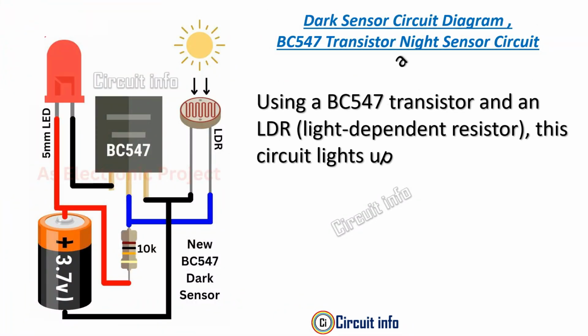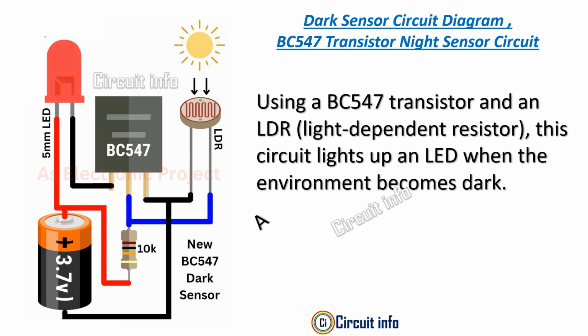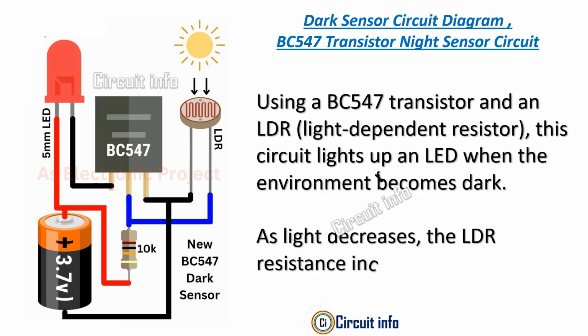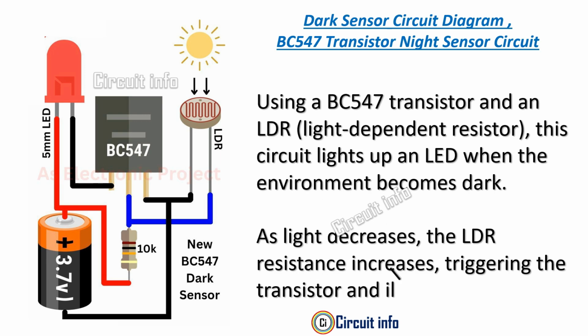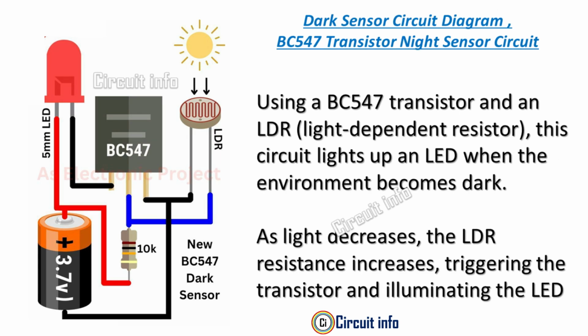Using a BC547 transistor and an LDR, light-dependent resistor, this circuit lights up an LED when the environment becomes dark. As light decreases, the LDR resistance increases, triggering the transistor and illuminating the LED.